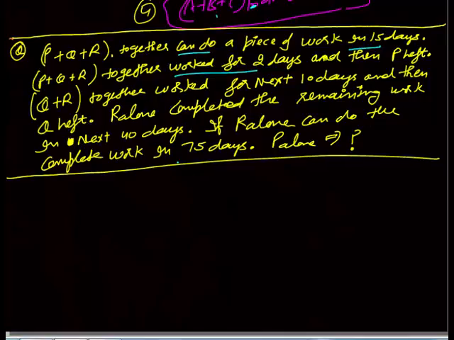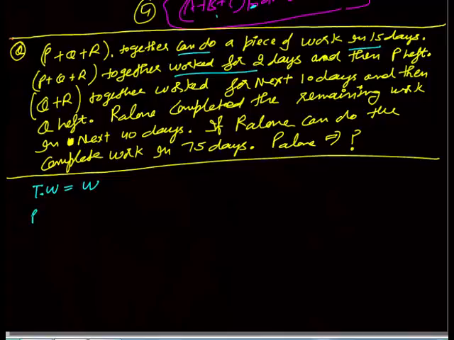So if this question appears, what will I do? First I will assume that the total work is W. TW stands for total work. These are shortcut scripts I am writing because in the exam you don't have to write much. So total work is W.